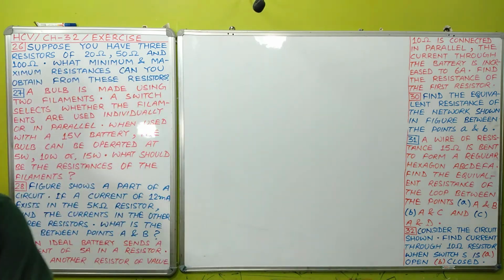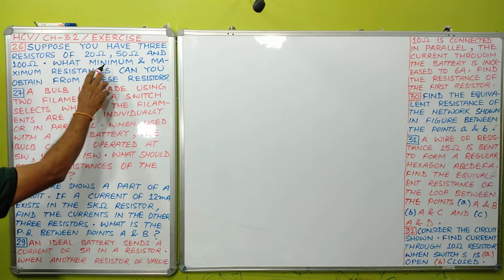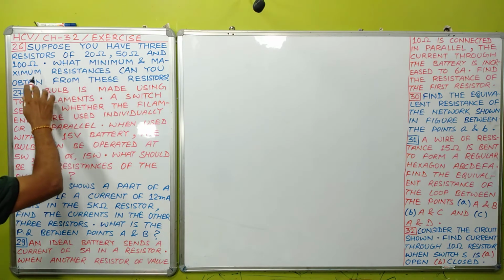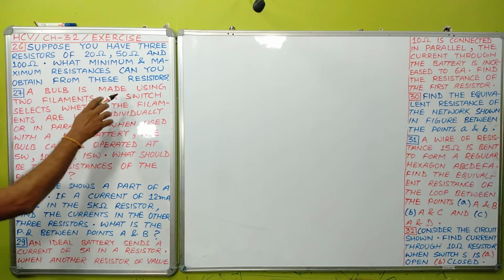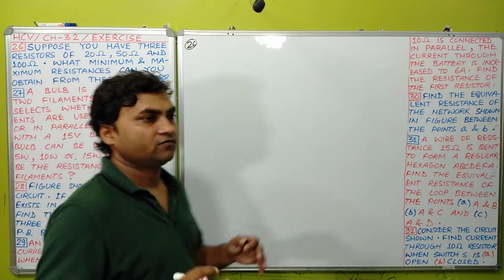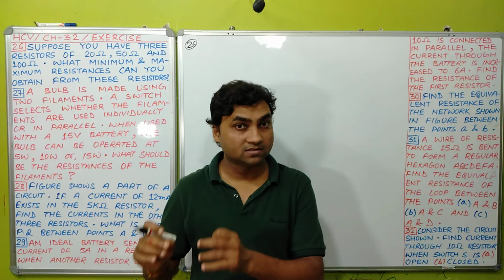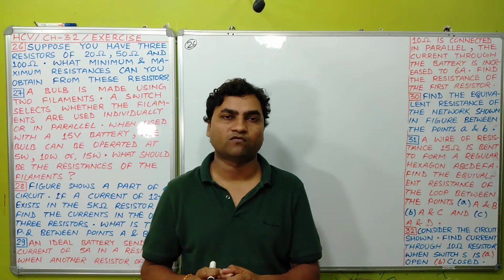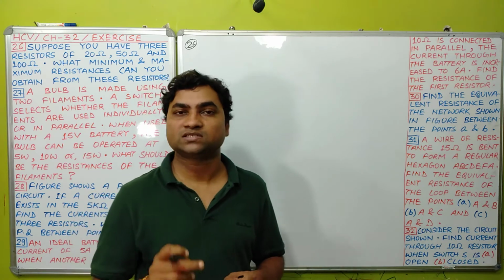Student, this question number 26 is saying, suppose you have three resistors of 20 ohm, 50 ohm and 100 ohm. What minimum and maximum resistances can you obtain from these resistors? Okay, student, we know that for getting maximum value of resistance, we always connect resistances in series, and for getting minimum value of resistance, means minimum equivalent resistance, we connect these resistances in parallel.